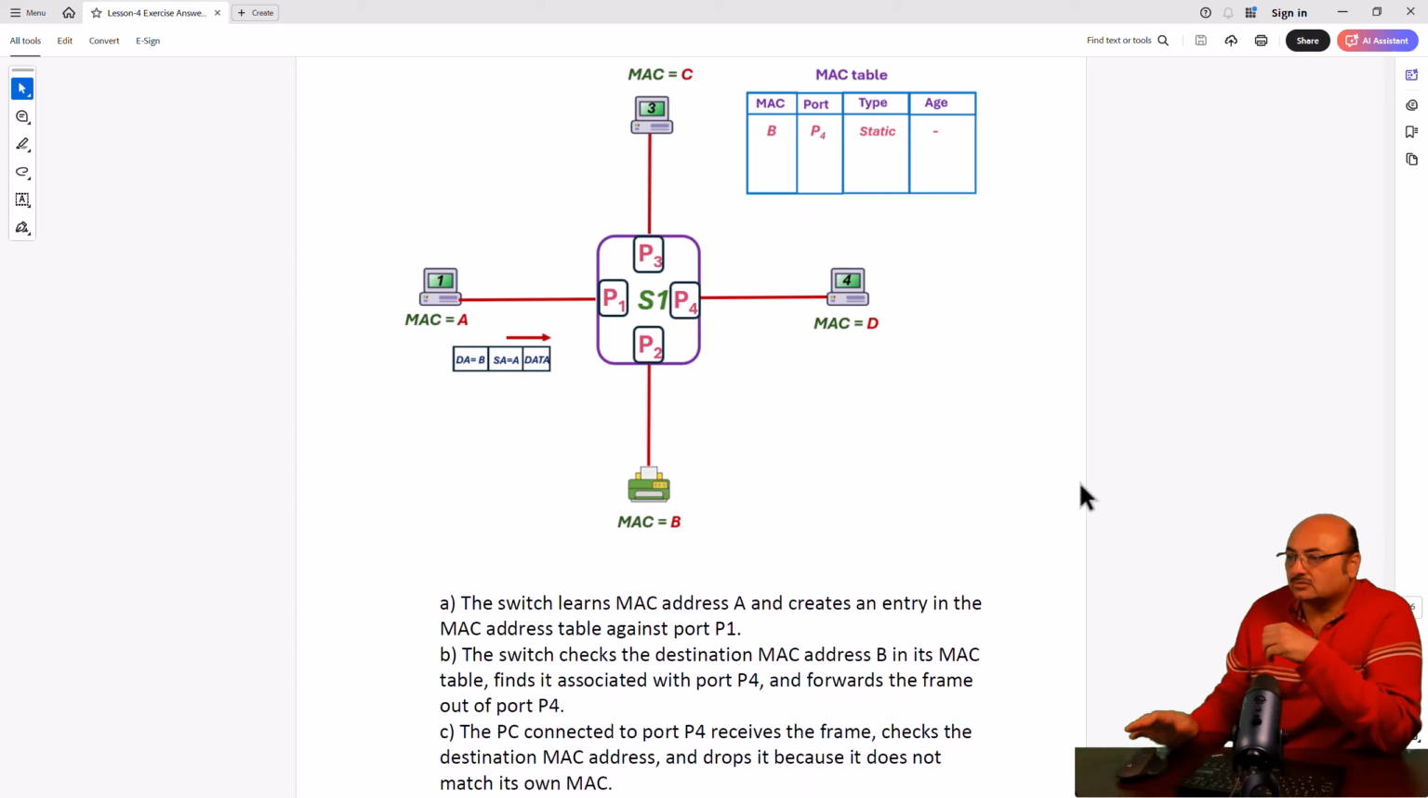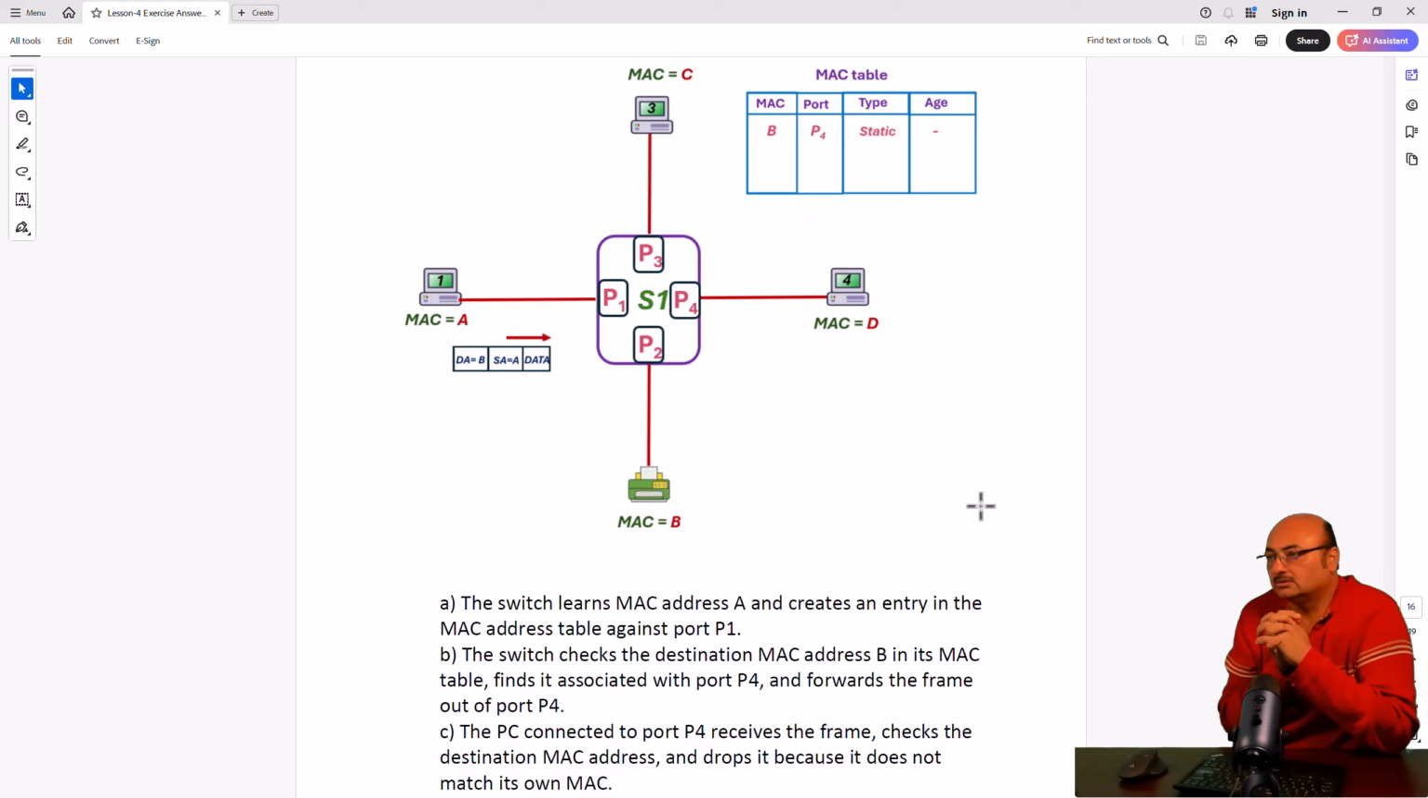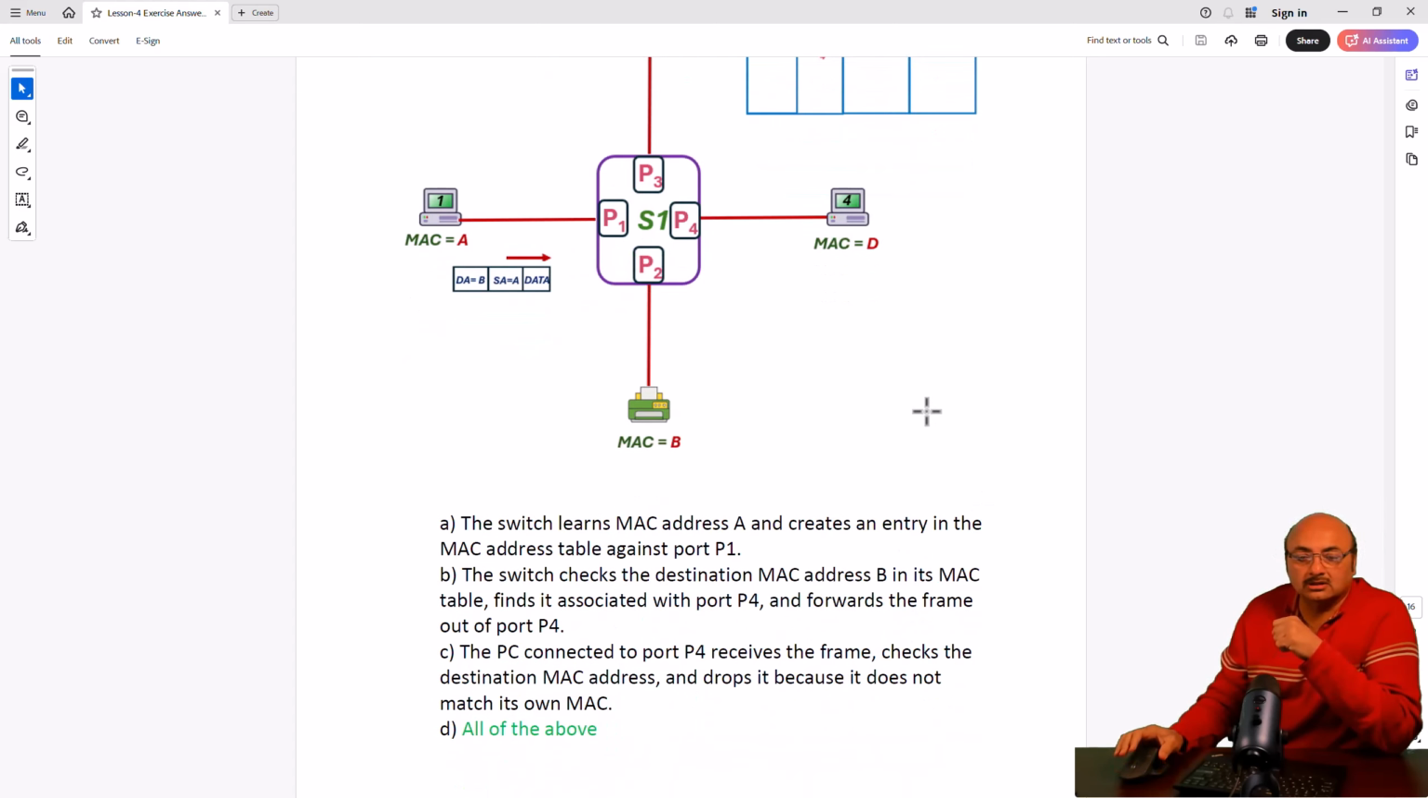Second, the switch will check the destination MAC address B in the MAC table. Since it is there and it is associated with port P4, it will forward it to that port. The PC connected to port P4 will check the destination address of the frame. Since it will not match, it will drop it. Again, all the three options are correct, and so the correct best answer is D. This is the case where the traffic is getting black holed because the static entry has not been updated. Okay.